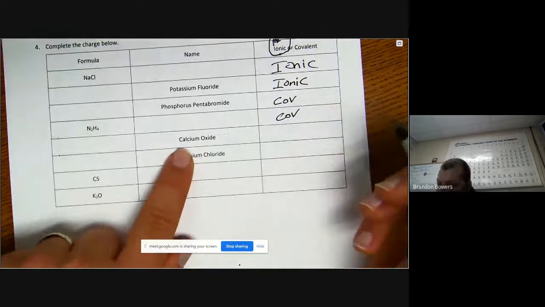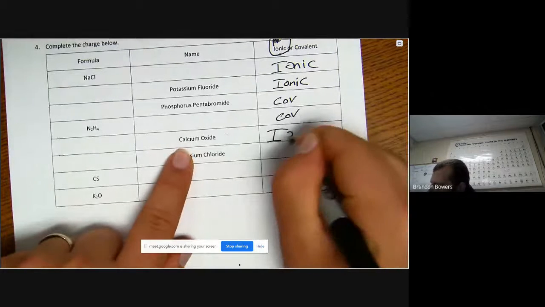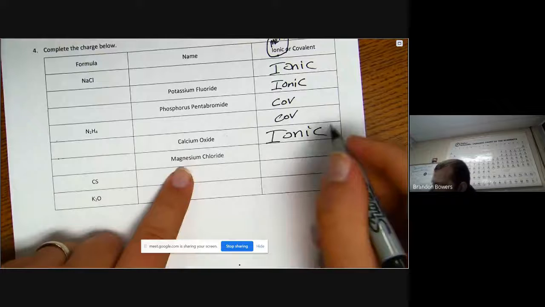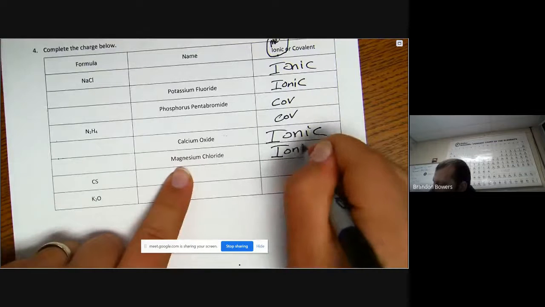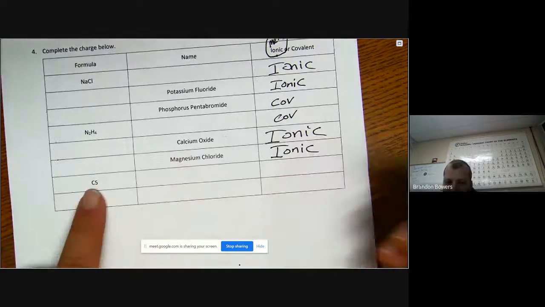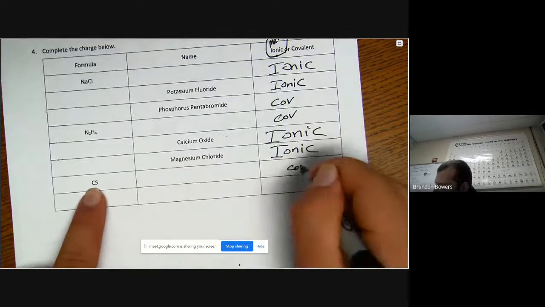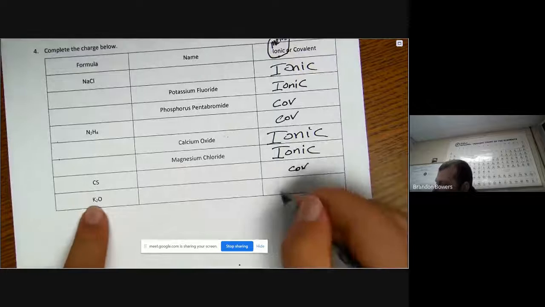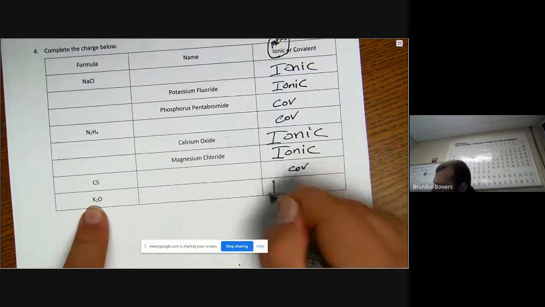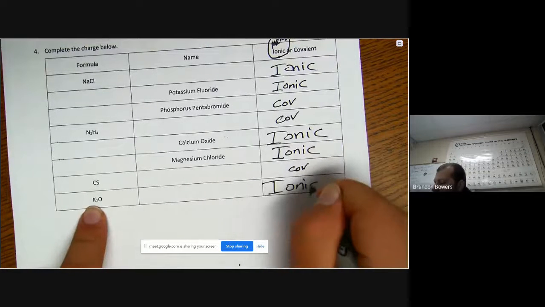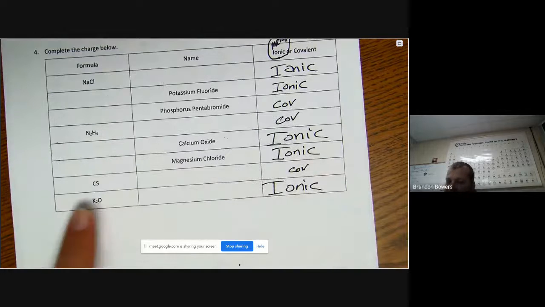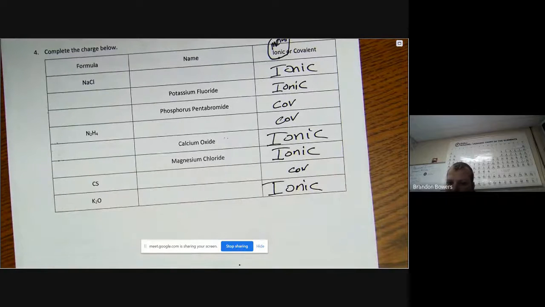Calcium is a metal. That's ionic. Magnesium is a metal. So that's ionic. Is carbon or sulfur a metal? Nope, that's covalent. And potassium, once again, is a metal. So hopefully you can determine metals are ionic.